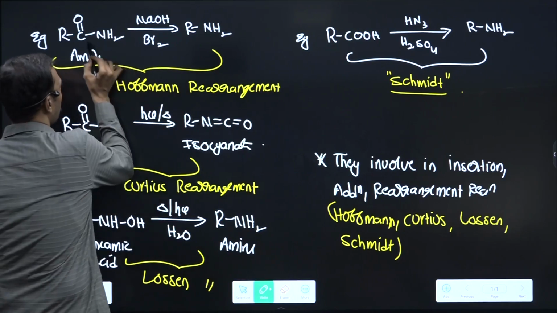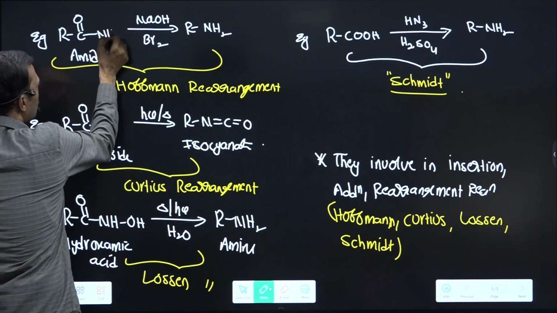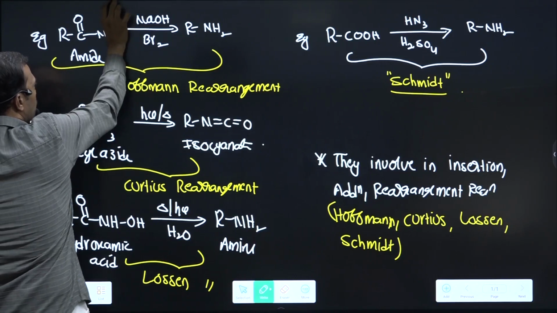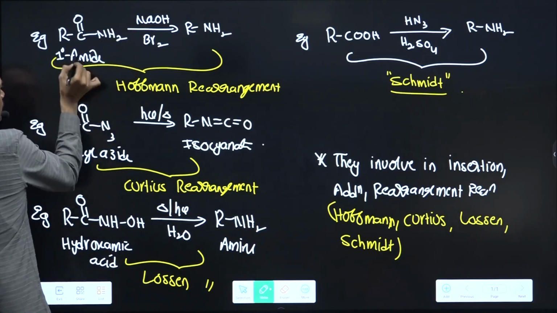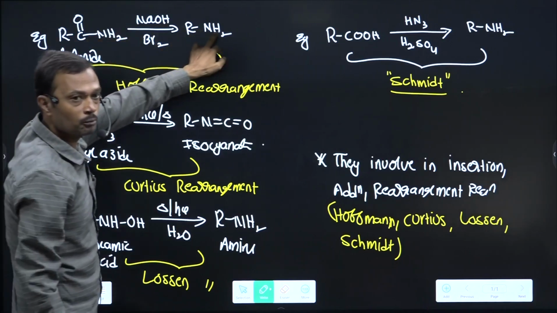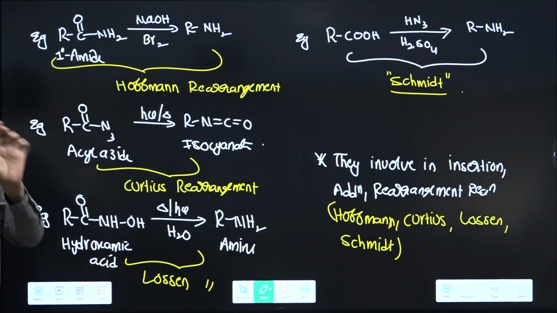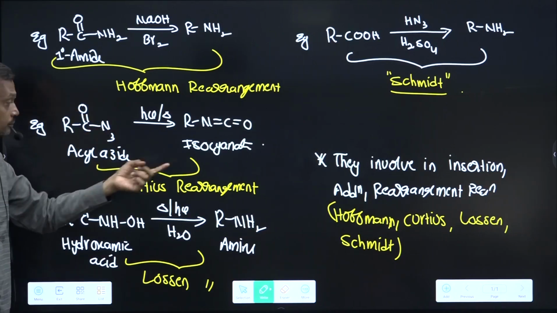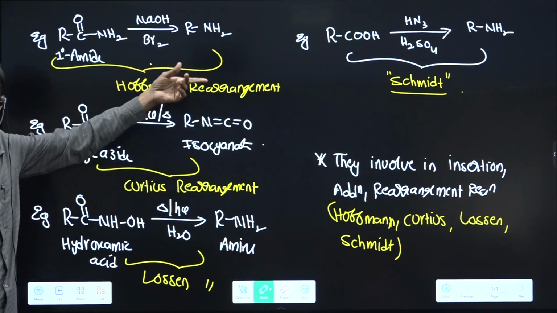Hoffman rearrangement, primary amide. Definitely this nitrogen should carry two hydrogens, then only it is possible. Suppose this nitrogen has only one hydrogen, no reaction. And if there is no hydrogen, no reaction. Definitely it is primary amide only. Primary amide reacts with sodium hydroxide and bromine to give primary amine. Only primary, no secondary, no tertiary. Intermediate is isocyanate. This is the intermediate, and that is responsible to give primary amine.